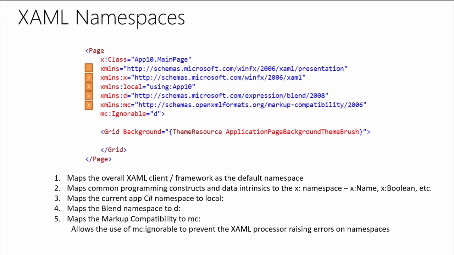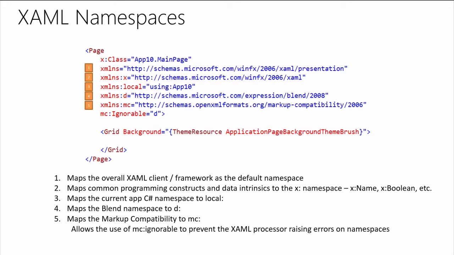Yep. And so the right partner with d then is mc. And mc is nice because it allows us, you can see right below it, it says mc:Ignorable equals d. And it basically allows us to use the d namespace, but ignore it when it goes into runtime. So that DesignWidth, DesignHeight, and even d:DataContext are not emitted at all into a release of your application. They're only there for you to use at design time. So d and mc, or really Blend and then markup compatibility, are all there for you at design time. And they all get stripped away because it knows what to do with it properly.